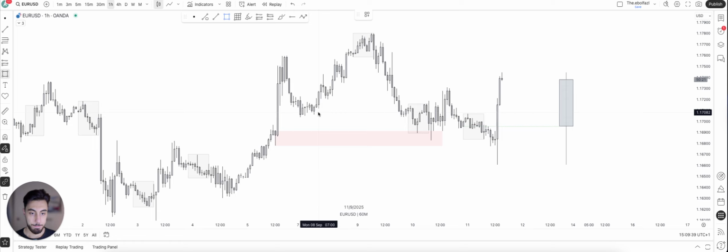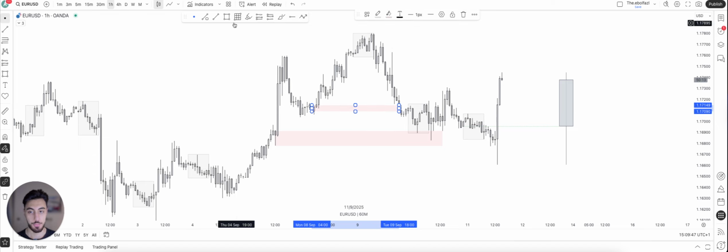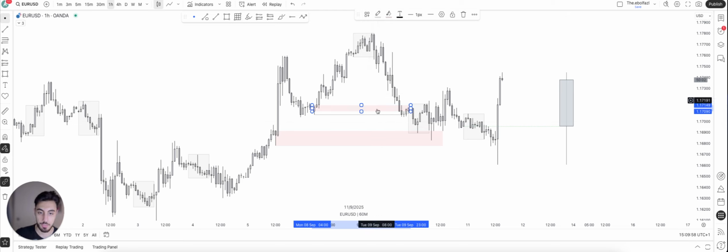So, take a look. This was a bullish order block. The last bearish candle before the bullish move. But what did price do? Price just broke this area with the break of market structure. And price retraced, tapped into this area, and respected it. So this is a bearish order block.